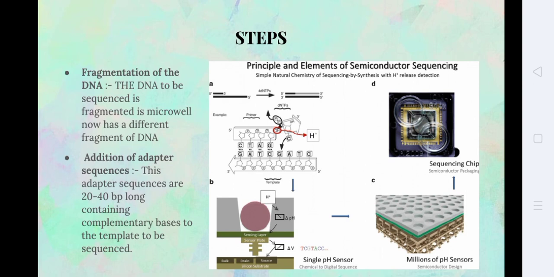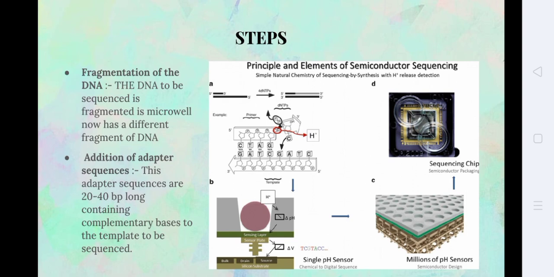Then addition of adapter sequences. Adapter sequences are nothing but bases which are complementary to the template to be sequenced. These are 20 to 40 base pairs long. This will form a complete nucleotide when added into the microwell.